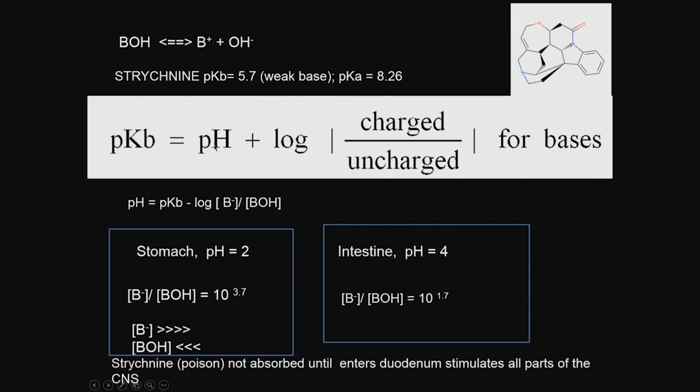So, pKb is equal to pH plus log of charged by uncharged for bases, so we use that formula. Then in the stomach, pH is equal to 2, so what do we do? B minus divided by BOH is equal to 10 raised to the power 3.7, approximately 10,000. So, B minus is very large when compared to BOH.